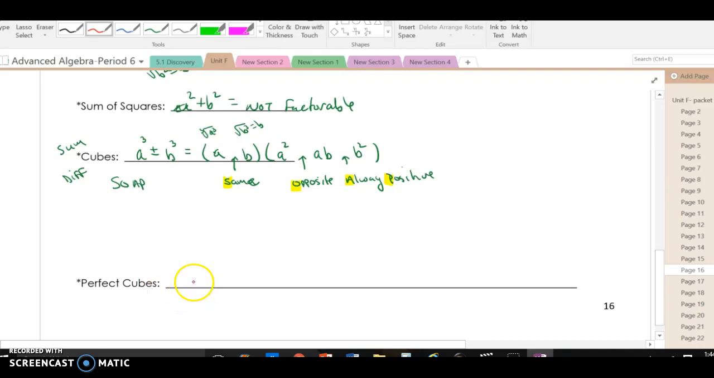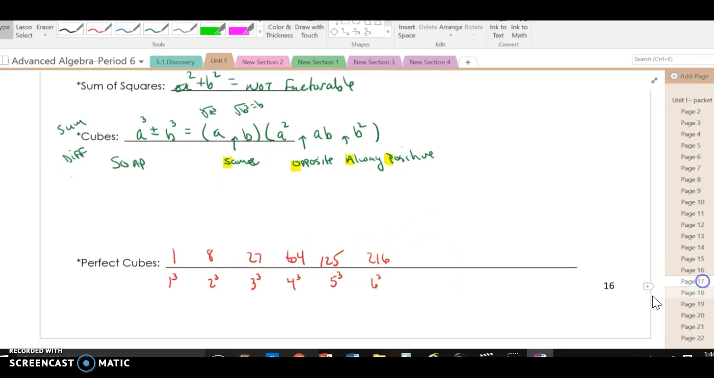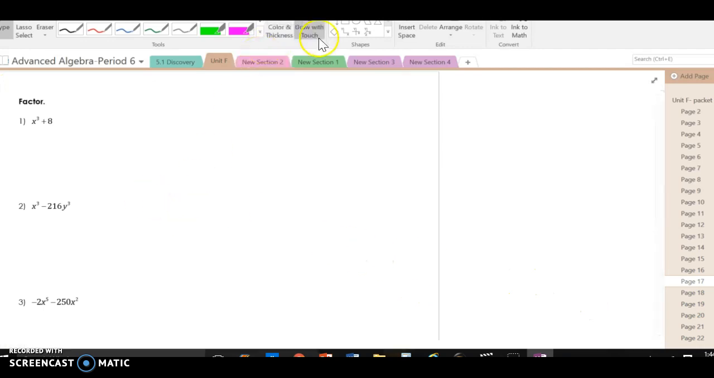Now to know your perfect cubes: if I do 1 to the third, the perfect cube is 1. 2 to the third is 8. 3 to the third is 27. 4 to the third is 64. 5 to the third is 125. 6 to the third is 216. Okay. Now, let's look at a couple of examples here.